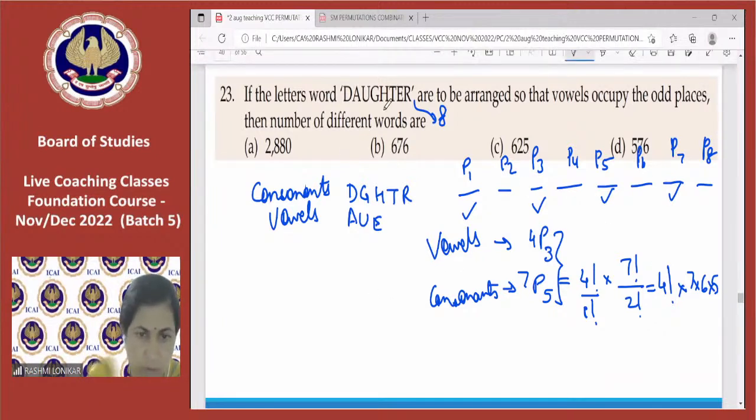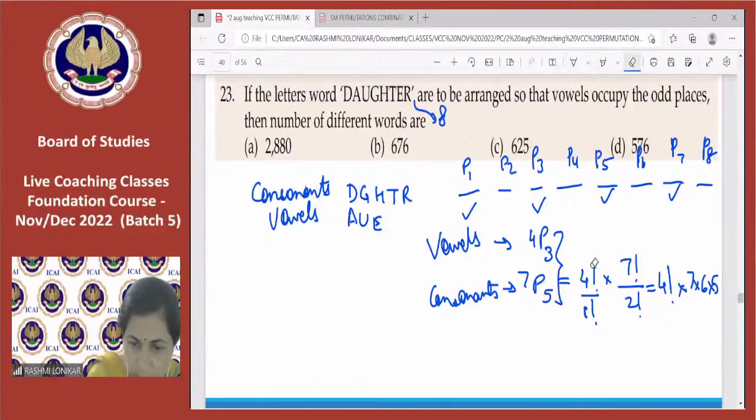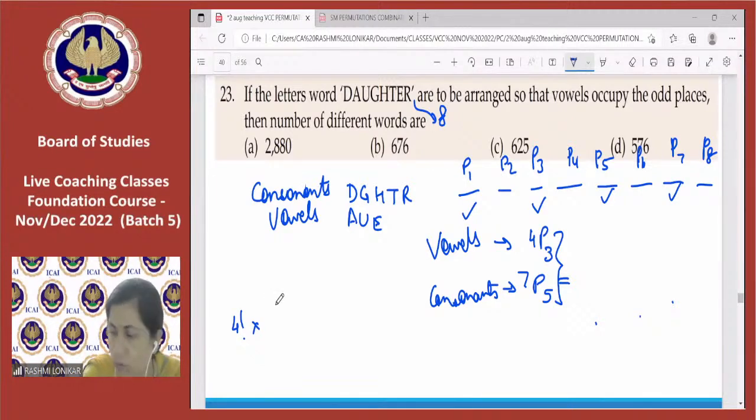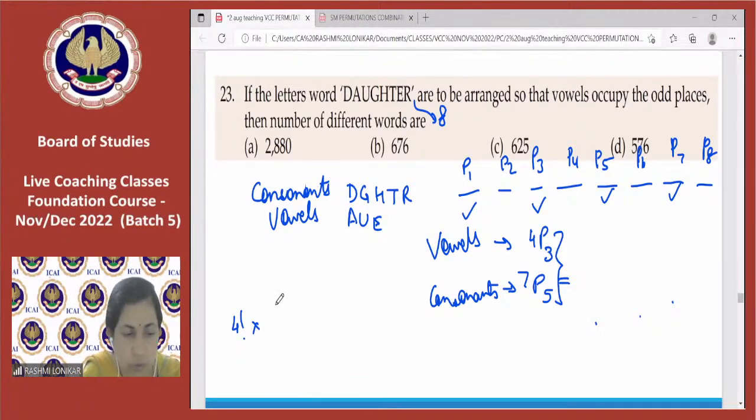Just let me show this. I don't have enough place over here, so I'll just write it here. So this is equal to, vowels will be occupying 4 factorial and this is going to occupy 7P5. So how much is 4 factorial? 24.